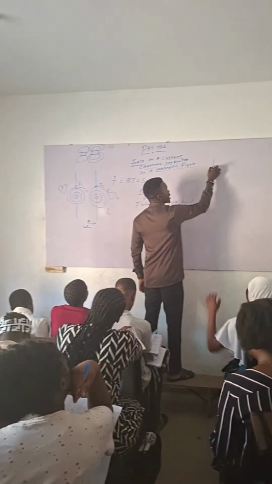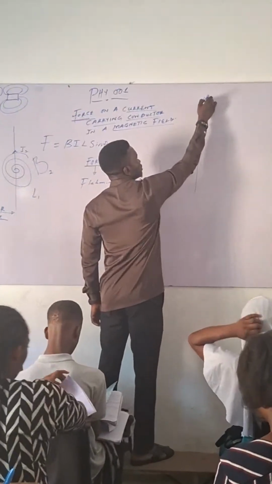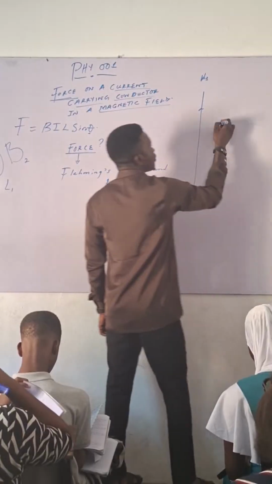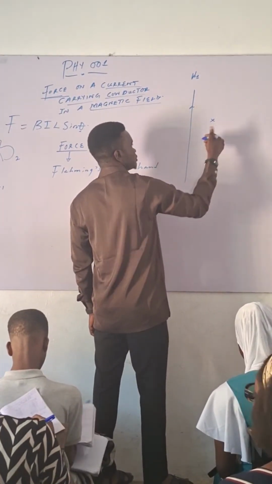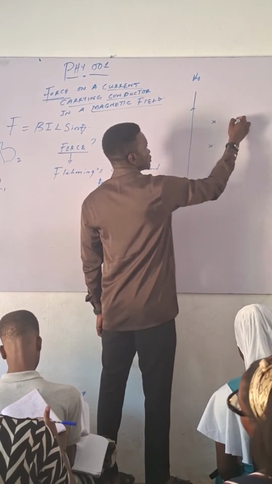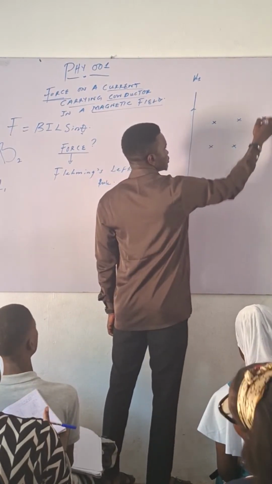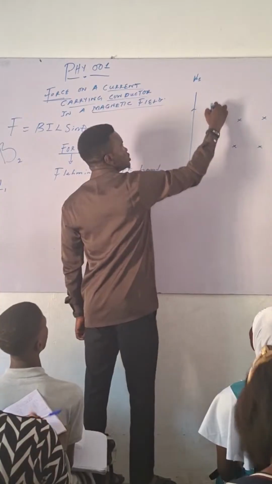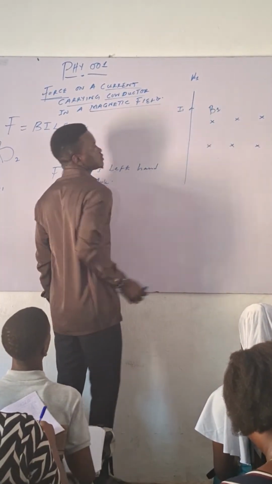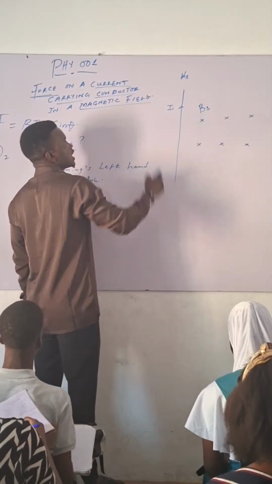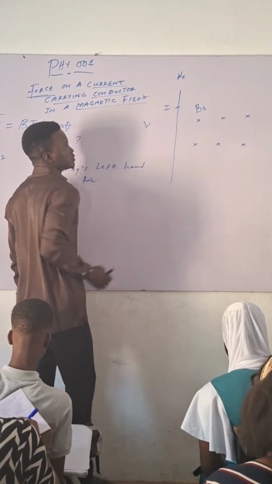This is wire 1. Wire 1 has a field like this. That field is B1. The current is I1. Then the length of the wire, let's call it L1.